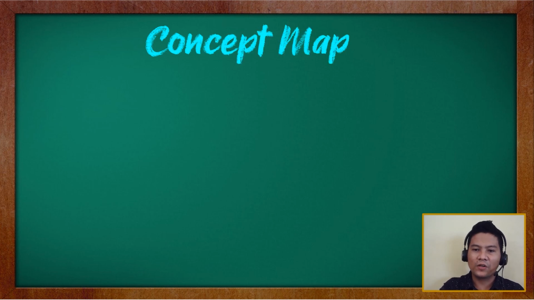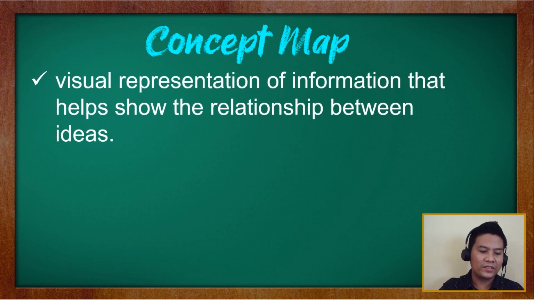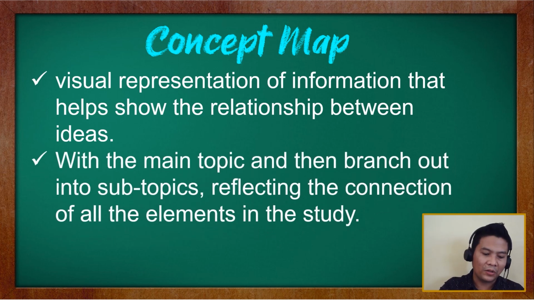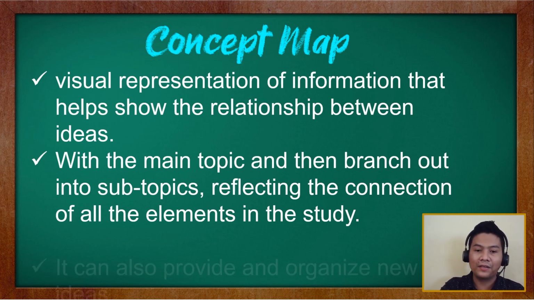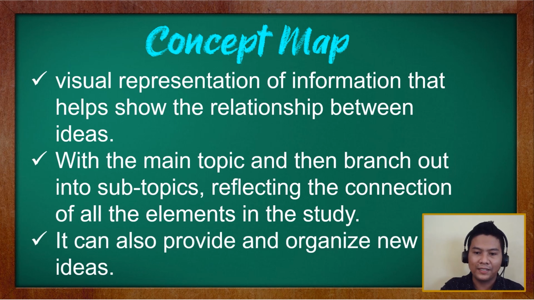Okay, it's a concept map. What is a concept map? A concept map is a visual representation of information that helps show the relationship between ideas. Concept maps also begin with the main topic and then branch out into subtopics, reflecting the connection of all the elements in the study. It can also provide and organize new ideas.